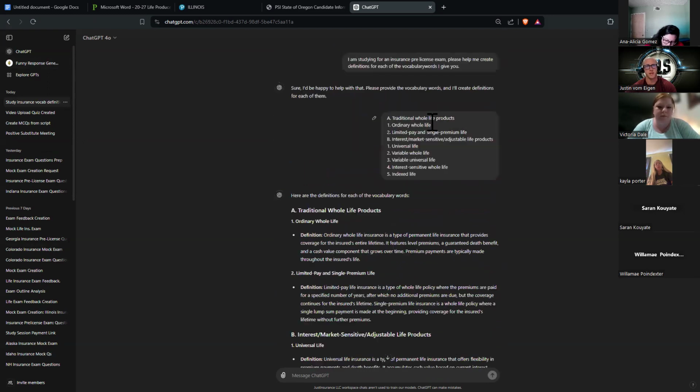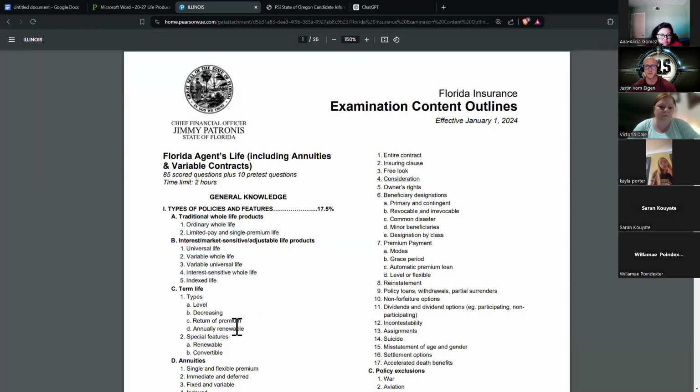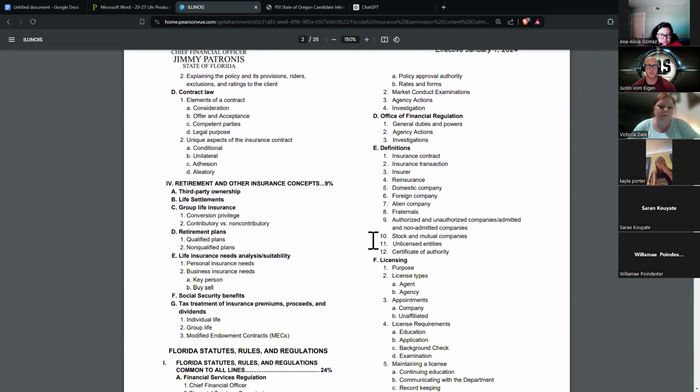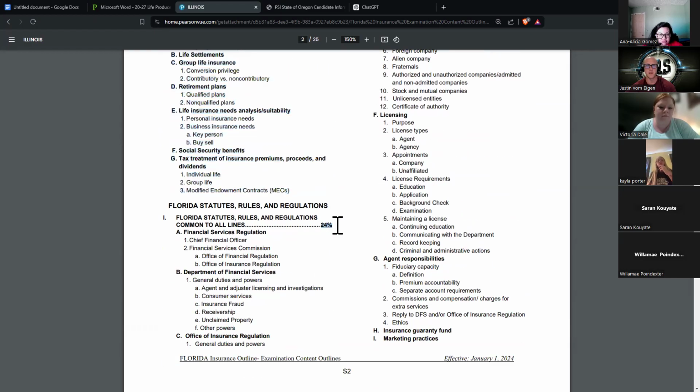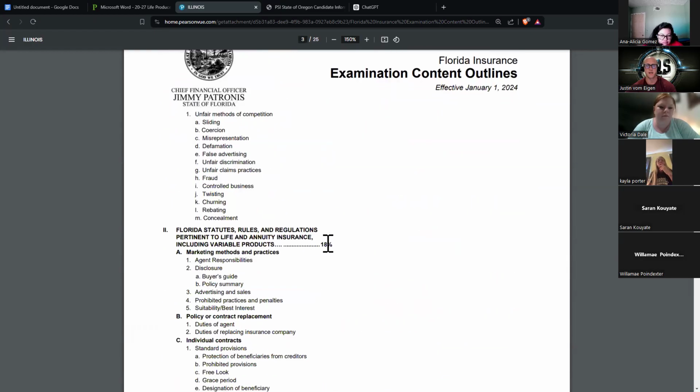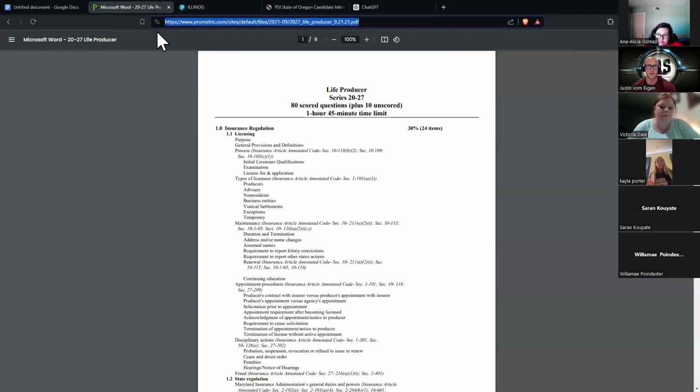You can go through your course and make your own, but you want to be able to go through and say the definition of each of these so that you know what they are, okay? For instance, the retirement and other insurance concepts, like the qualified, non-qualified plans for Florida, it's only 9%. So those ones can get kind of complicated, but obviously 9% of your attention should go there, right? So Florida is very heavy on the laws. They have 24% for general laws and then 18% for the statutes related to insurance. So 42% of the Florida exam is related to the laws.